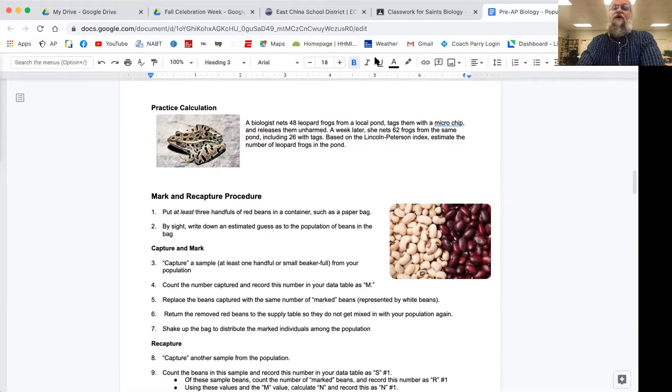So I'm going to stop sharing my screen for a second so I can bring up a whiteboard. So here's my whiteboard. And I'm going to come back in about 30 seconds and we'll walk through the problem and see if you got it correct.